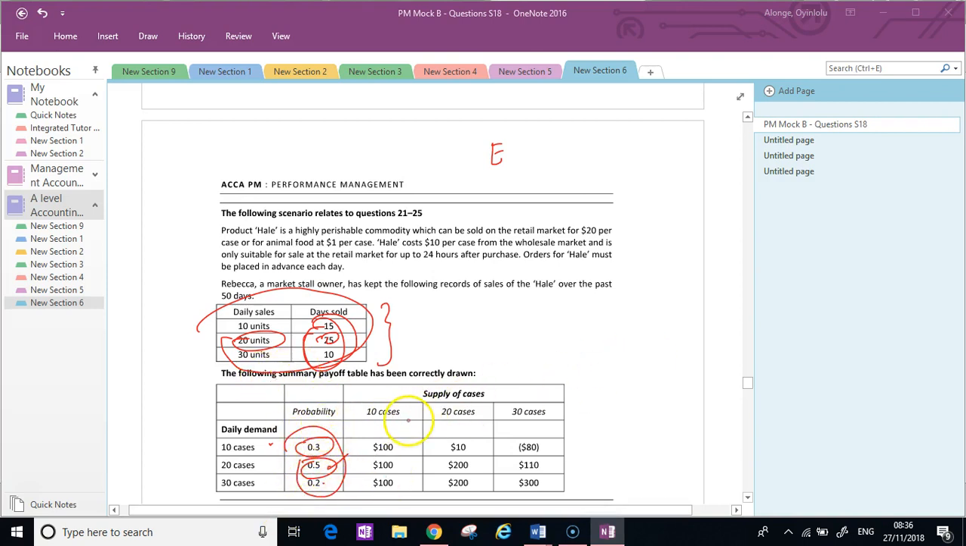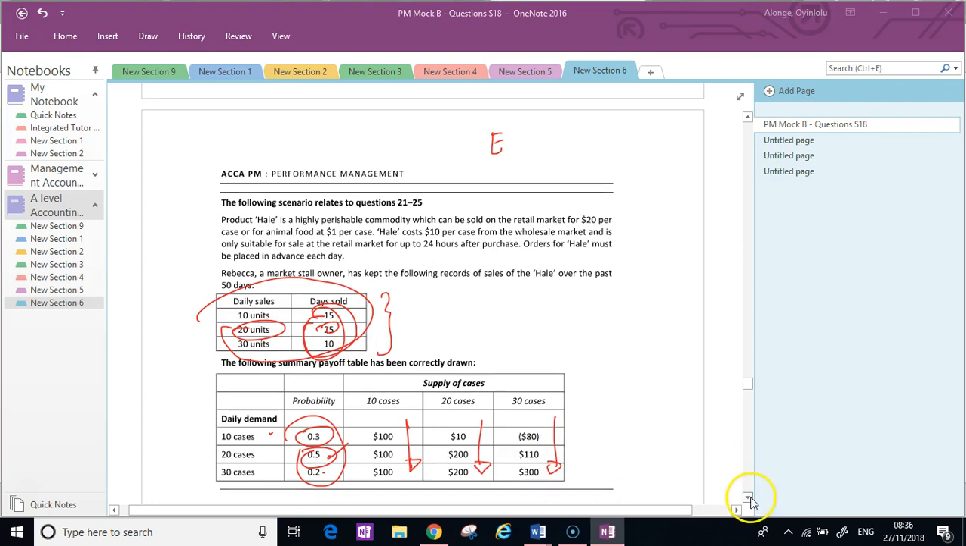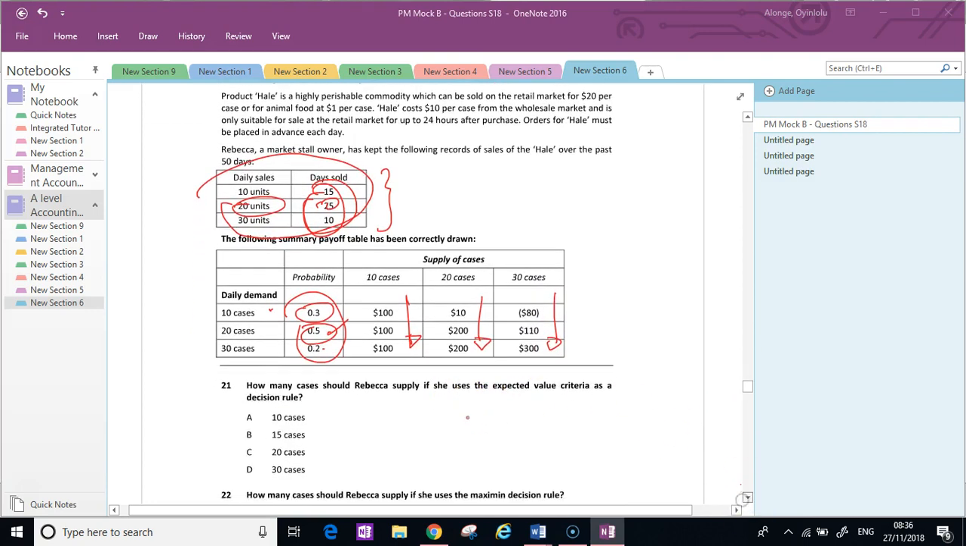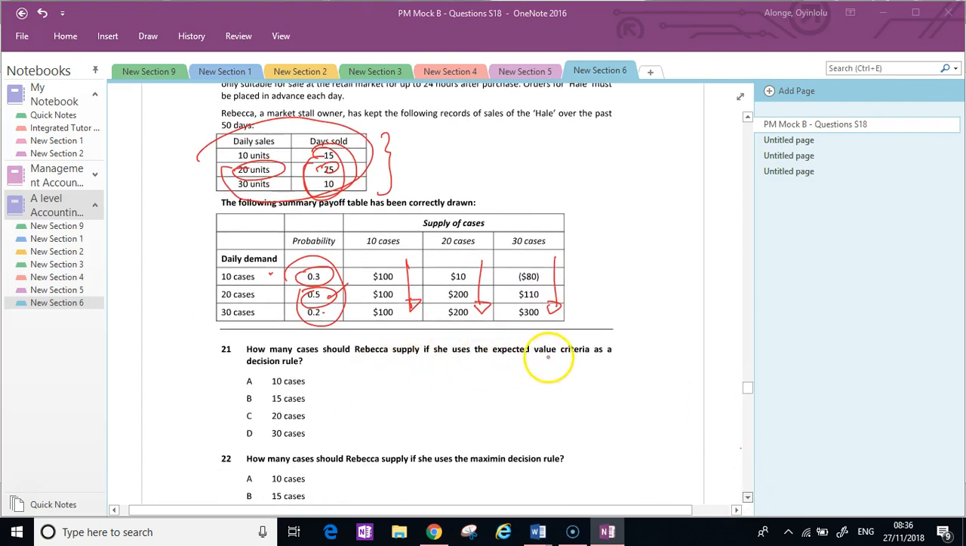So the question here is that we could find what the expected values would be of supplying each of these, which is what the very first question is asking you to do. It says, how many cases should the person supply if you use the expected value criteria? If you use expected value, you literally are doing 0.3 times this, 0.3 times this, seeing what your final expected average value is. And the answer, of course, would be 100.